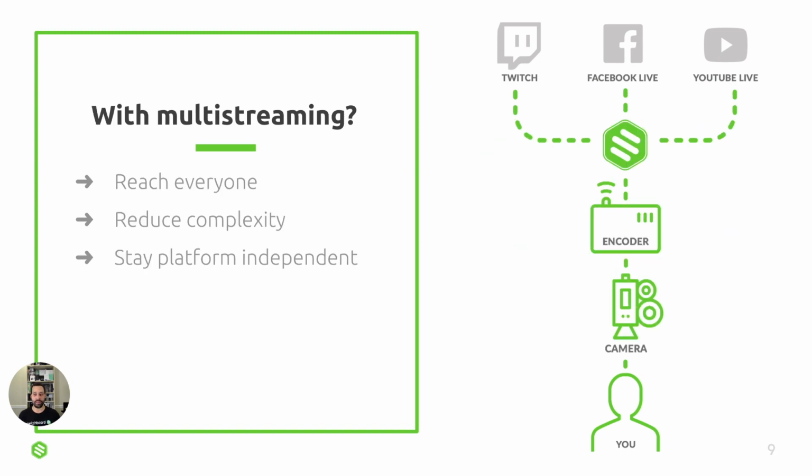But that's what multi-streaming does. It makes it easy for you to take that one stream from your encoder, go to a platform, and send it out to Twitch or Facebook Live or YouTube all at the same time. It allows you to reach everyone, reduce the complexity that you saw on the other side, and stay platform independent, so you're not putting all your eggs in one basket.